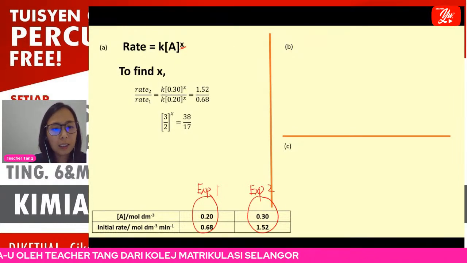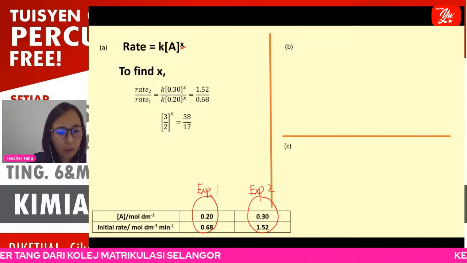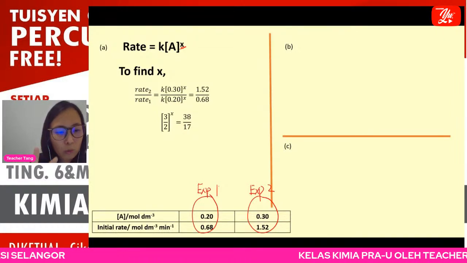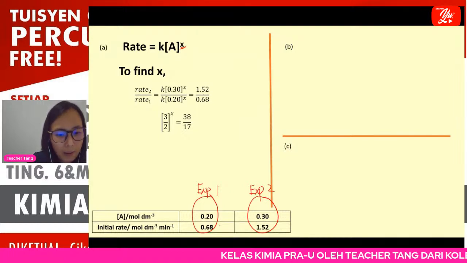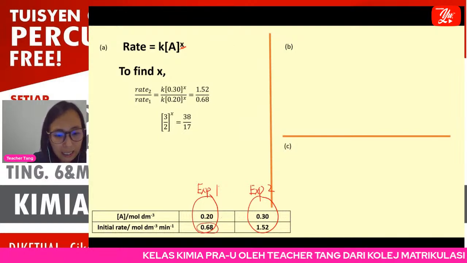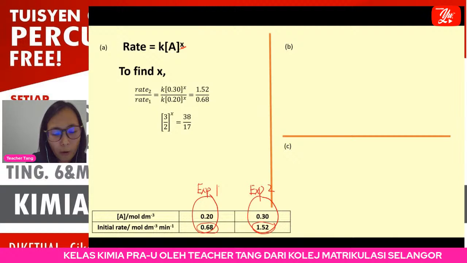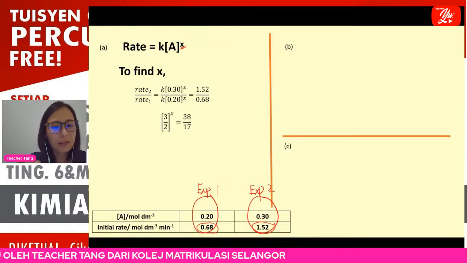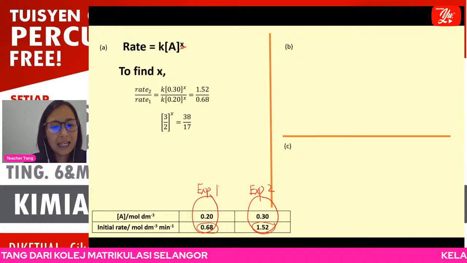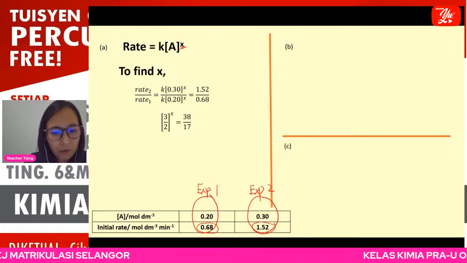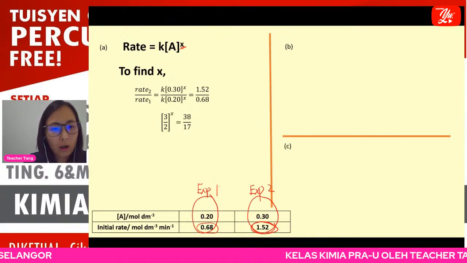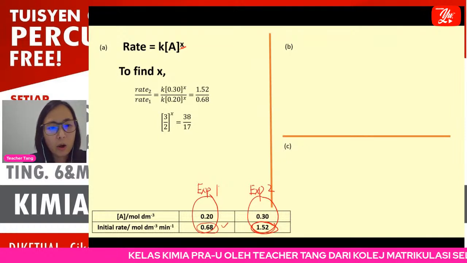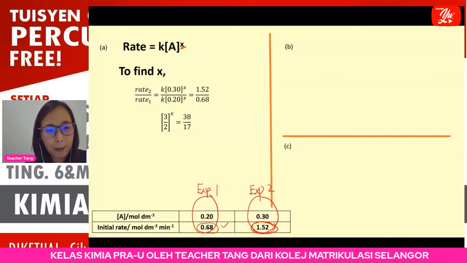So in this example, we have 2 sets of experimental data. So we have 2 initial rates: for experiment 1, 0.68, and for experiment 2, 1.52. Usually what I will be doing is I will use the larger reaction rate value divided by the smaller reaction rate value.